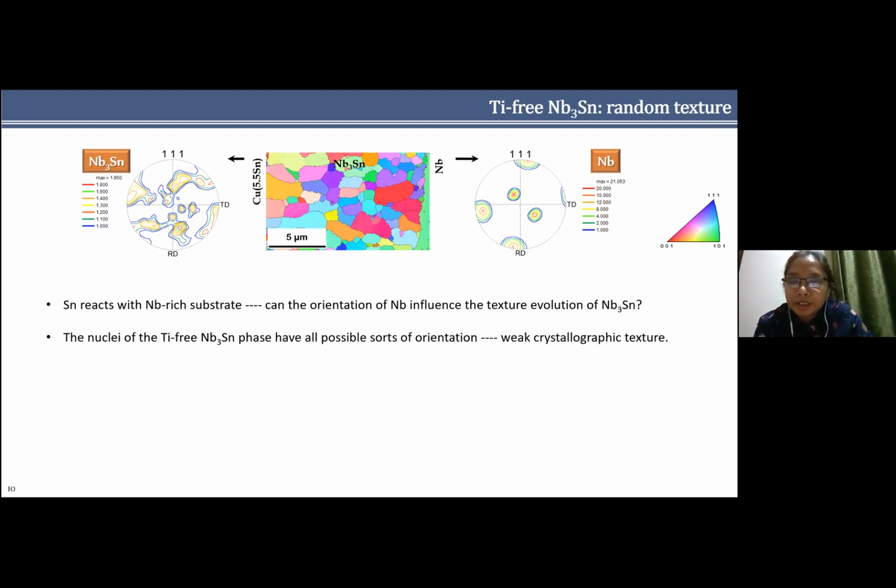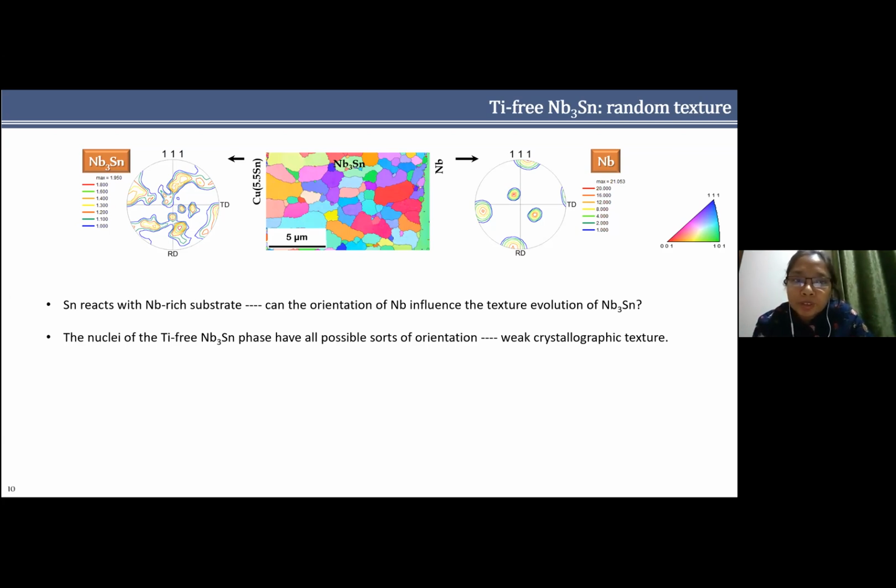Since Nb3Sn nucleates on the niobium substrate, the question is: can the orientation of niobium influence the texture evolution of Nb3Sn? Because Nb3Sn has the A15 structure, it may have a certain extent of anisotropy in the JC properties. So it is important to understand how the texture evolves.